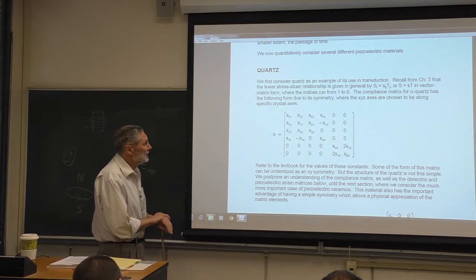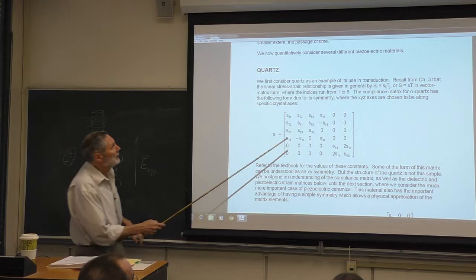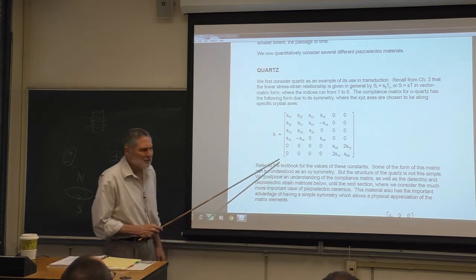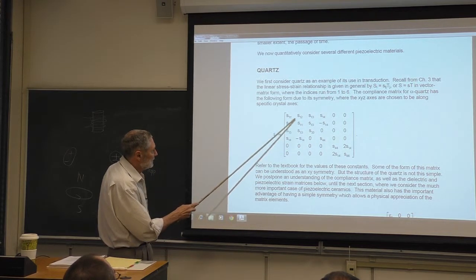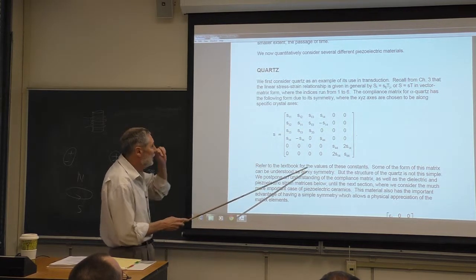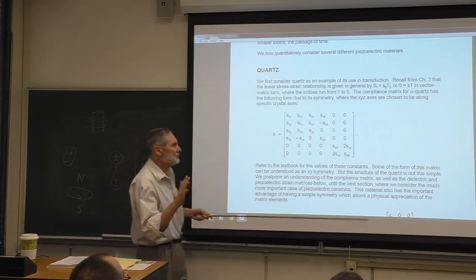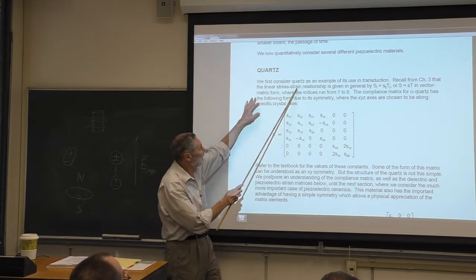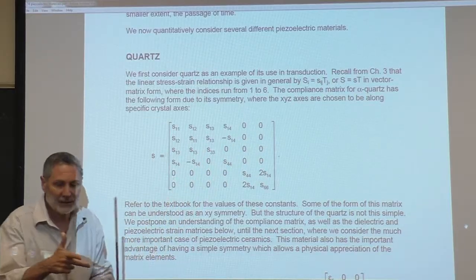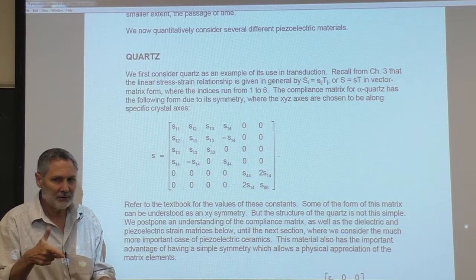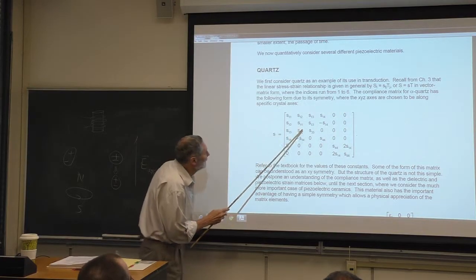And here's what the compliance matrix looks like. There are different types of quartz. This is alpha quartz. It looks like this. Now you'll notice these are the same as this. Those two are the same, but different in the z direction. Sorry, let me back up here. We're talking about a naturally occurring, genuine piezoelectric material. The XYZ axes are chosen by convention to be certain directions, and everyone obeys that.